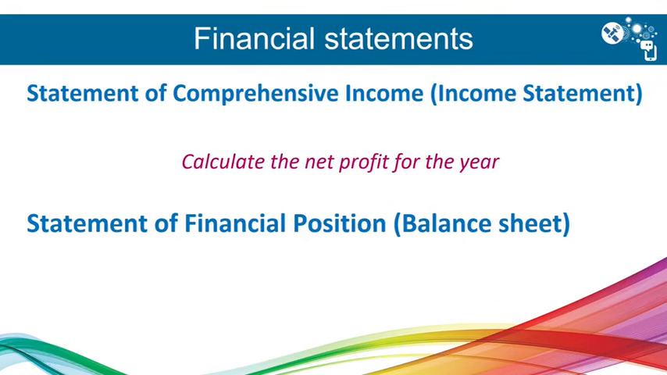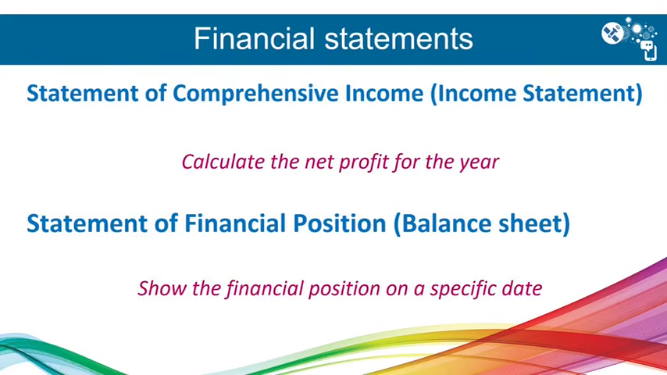In the second term, you've done the trading account and the profit and loss account. And in the profit and loss account, you calculated the net profit. Now we're going to use that same information, but just in a statement form. Then the statement of financial position will show the financial position on a specific date. It's as if you take a photo of the business on that date and you put it in a statement. We call it the balance sheet.